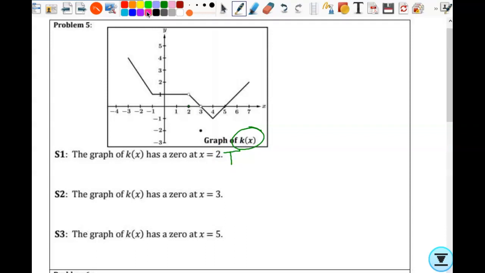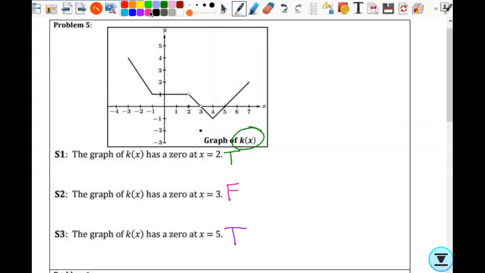The graph of K of x has a 0 at x equals 3. What do you think about that? False, because that's where it crosses the x-axis, but when x equals 3, y does not equal 0, so this is false. Let's talk about this one, then we'll come back and write our statement. The graph of K of x has a 0 at x equals 5. What do you think? True. And that's the 0 you feel more comfortable with, right? So this is true. Let's go back up to our false and say something here.